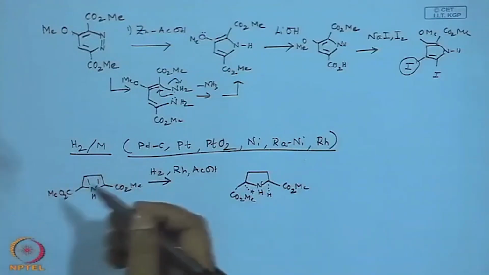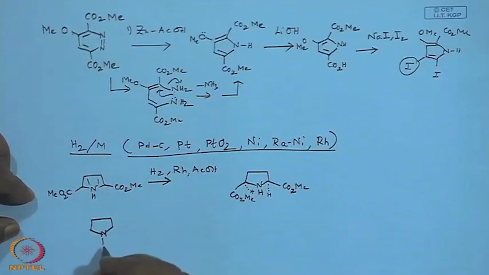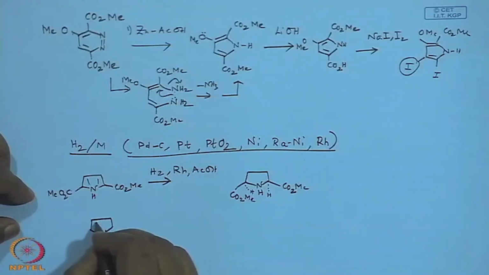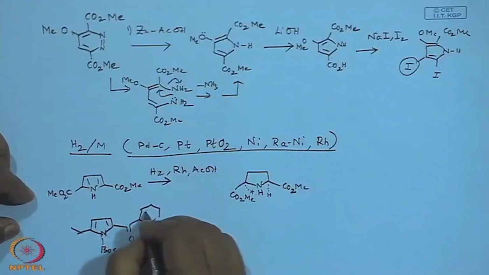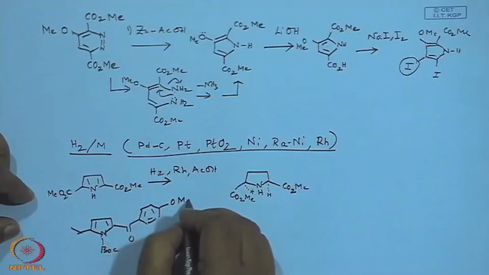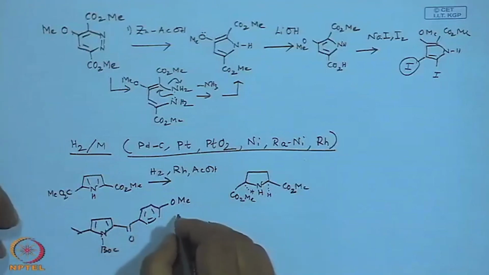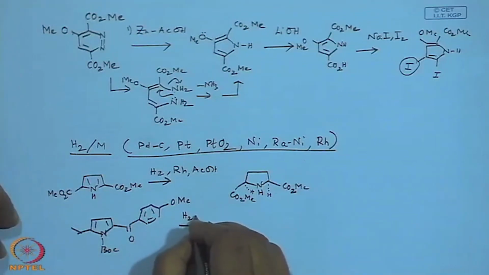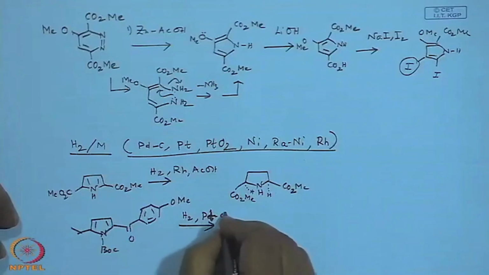And then the next one basically exemplifies a similar trend. Here you have the Boc, again a pyrrole, and see here is a carbonyl, and an aromatic ring system. Now, the reagent here is hydrogen and platinum on carbon. So, what do you expect?